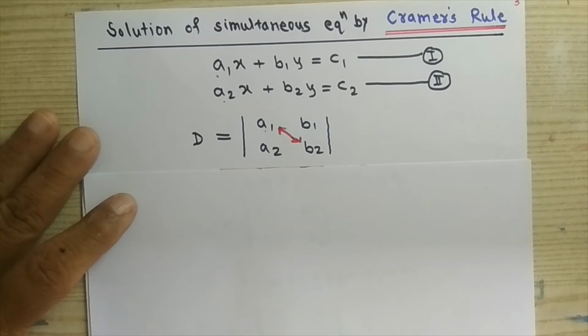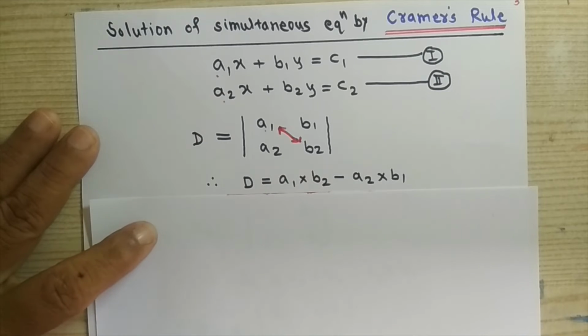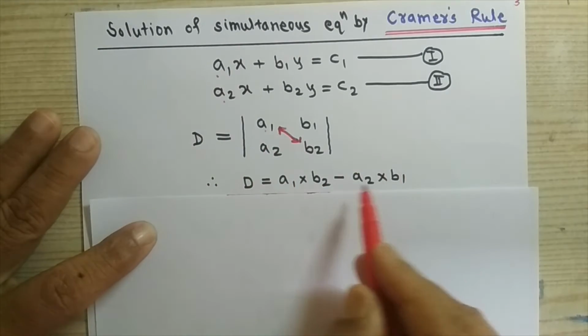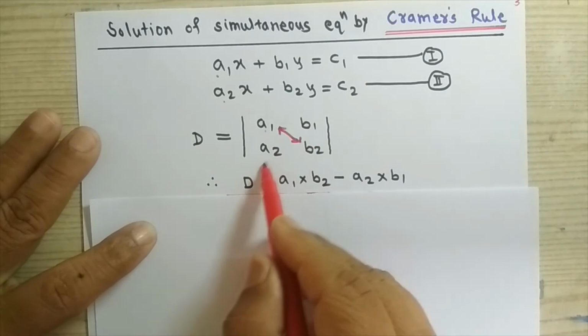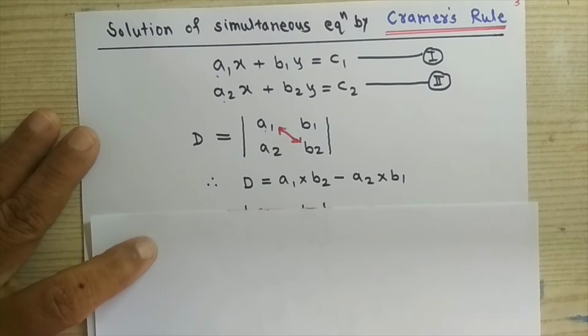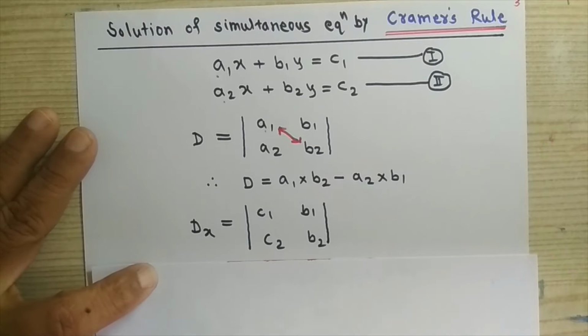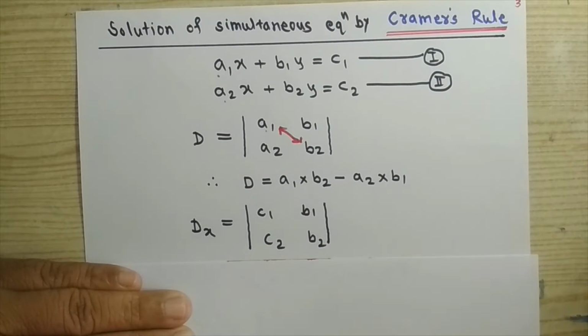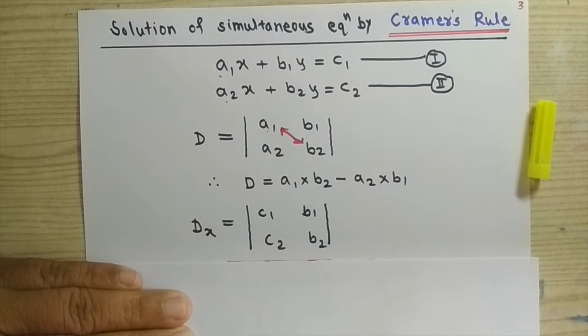How can we find the value of that determinant? We know that D is equal to a1 into b2, this cross first, and then a2 into b1, this cross next. Now we have to find the value of the determinant Dx.